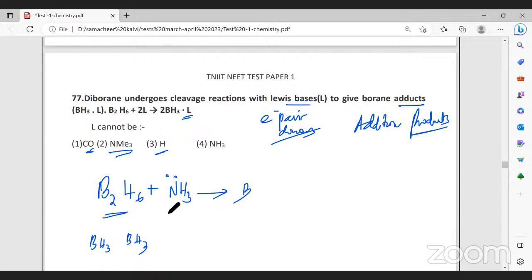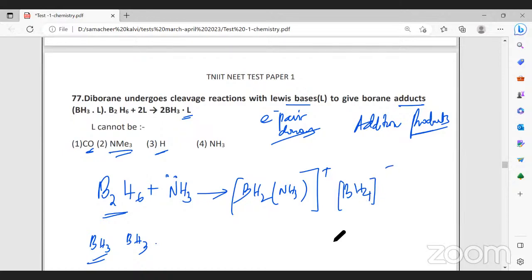What happens is one of the hydrogens will be replaced by ammonia. So we get BH2 with NH3 in brackets, and you will have a positive character. This hydrogen will be accepted by the other group, therefore we will have BH4 minus. This is called the addition product, the adduct. Therefore, the answer for this question is ammonia. So diborane reacts with ammonia to give addition products.